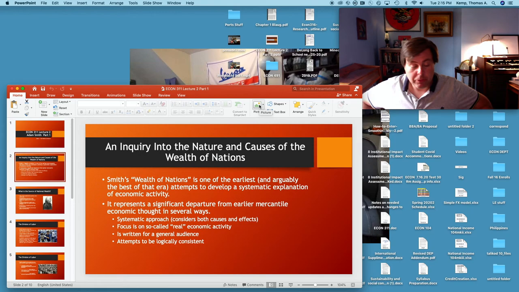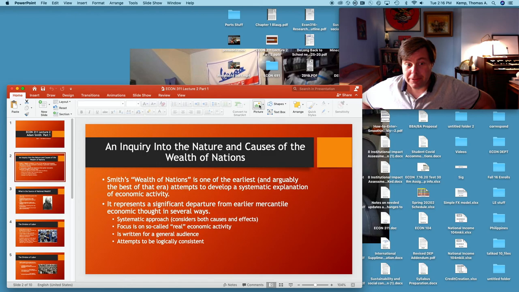Okay. So what is it, right? Well, this is Smith's attempt at an economic science, right? So he's going to try to figure out the cause and effect of nations being wealthy or having a functional and successful economy. And as we've talked about a little bit already with the mercantilists, this is not the first attempt to do that.